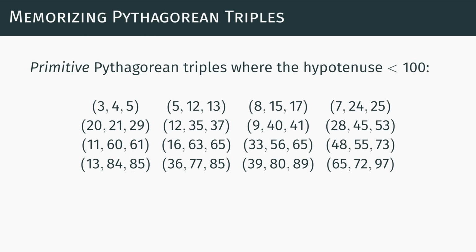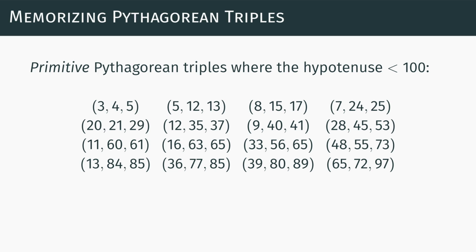Well, what are they? Here's the first of the Pythagorean triples that are all under a hypotenuse of 100, where all the hypotenuses are less than 100. You get all of these guys, right? There's a whole bunch of them. And I hope that your response at this point is, oh man, that's a lot of things to memorize. I don't really want to memorize that many things, right? That's kind of what I think the response should be.